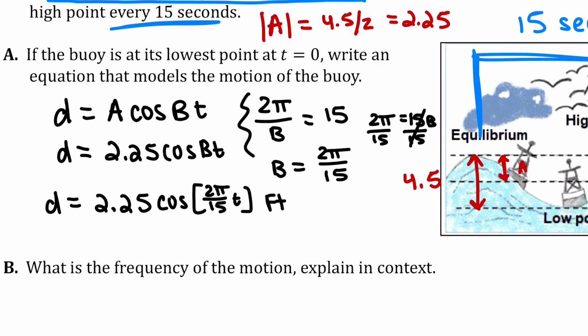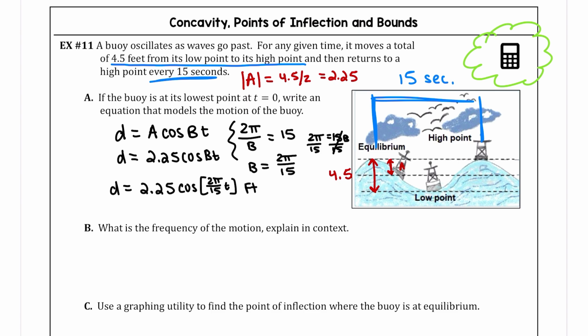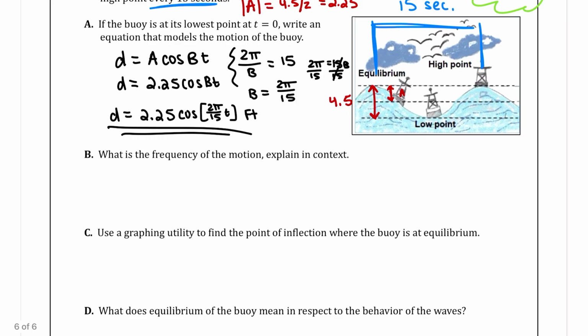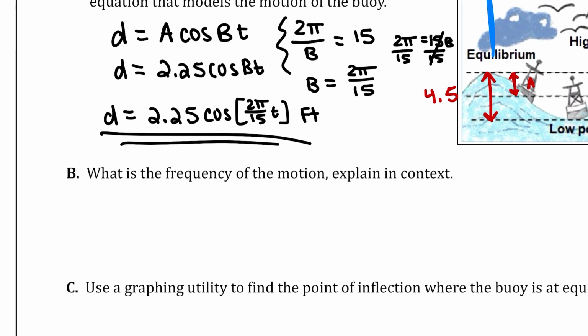All right, because we're given units here. We're given feet and we're given seconds. So that is our equation. All right, and then we're asked, what's the frequency? So frequency is going to be b over 2 pi, but it doesn't just ask for frequency. It also says explain what that means, which basically is saying explain what your units are.